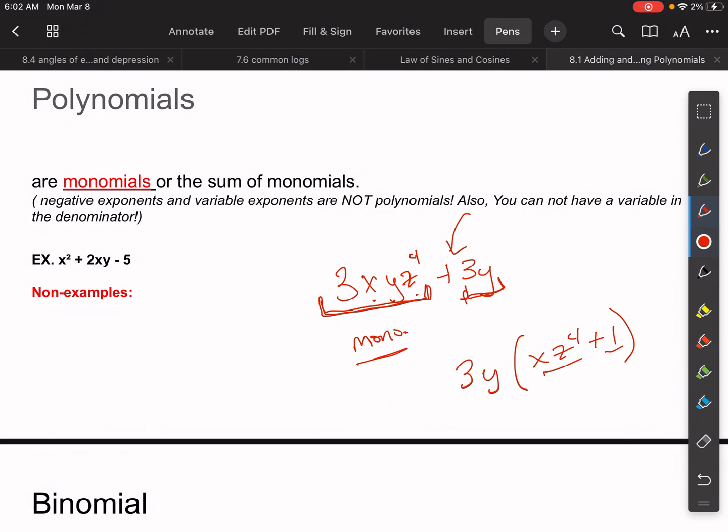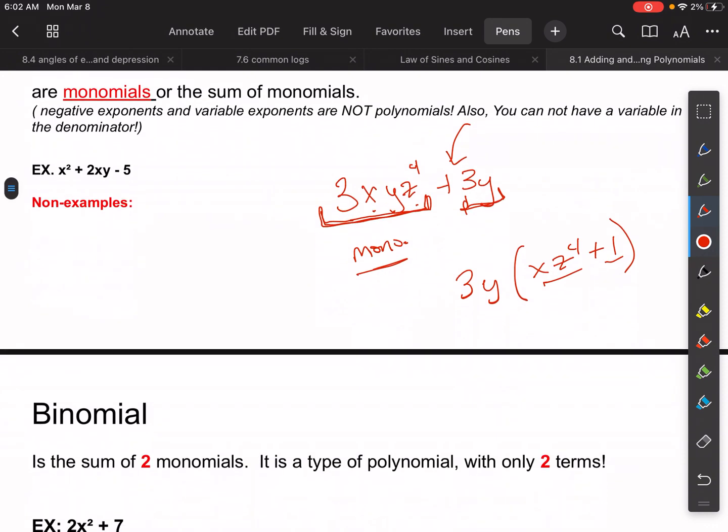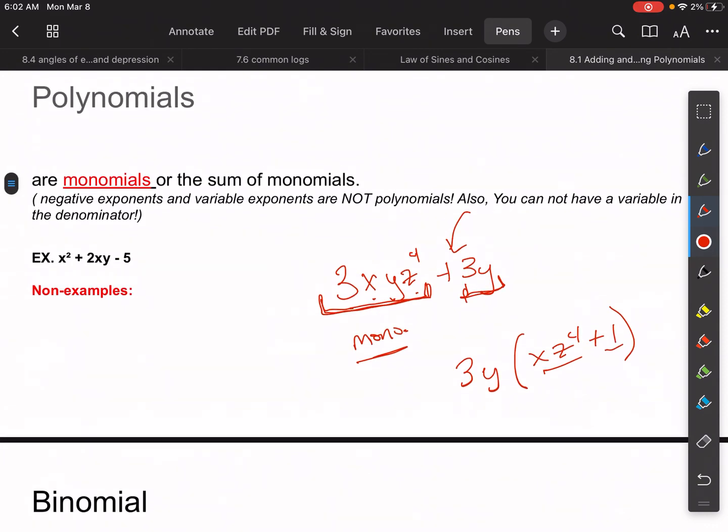so polynomial just means that we have more than one term. Okay, and remember this, that negative exponents and variable exponents are not polynomials. If I had something like 2 to the x, that's not considered a monomial. Neither is x to the negative 3, for instance. Okay, so you can't have any variables in the denominator. X to the negative 3 is also written as 1 over x to the third, right? And we've identified these before, but I just wanted to remind you about that.